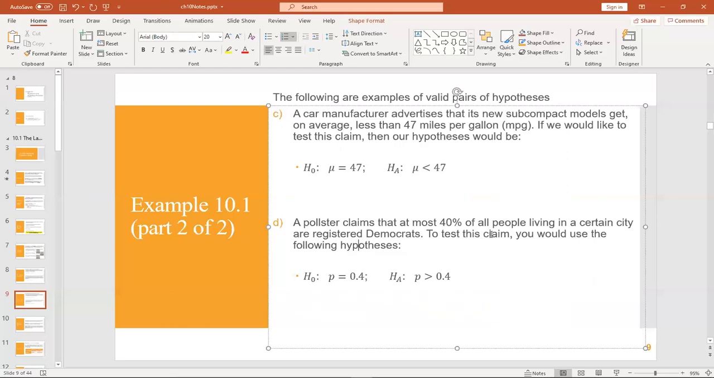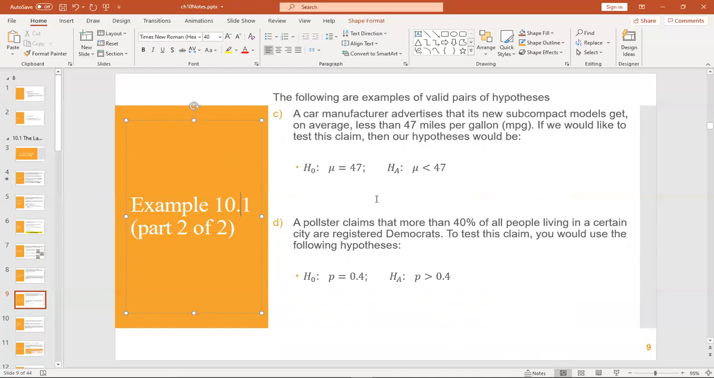We have a pollster that claims that greater than 40 or more than 40% of all people are registered as Democrats. So we would say our sample proportion is P equals 0.4. If we're saying more than, we're going to have P greater than 0.4.